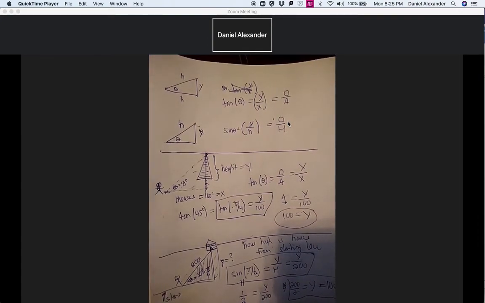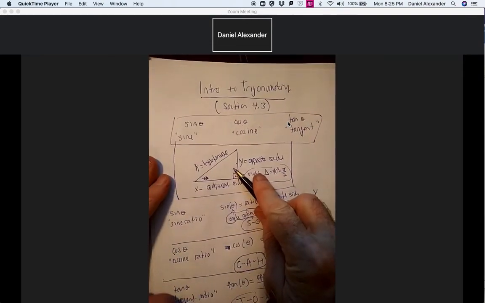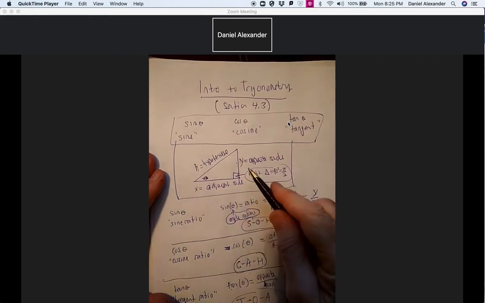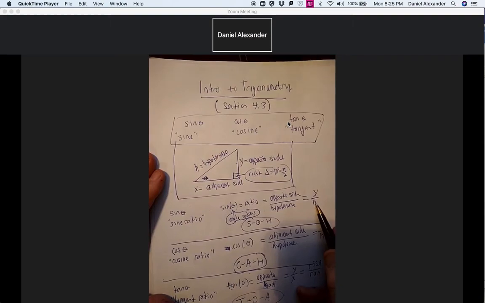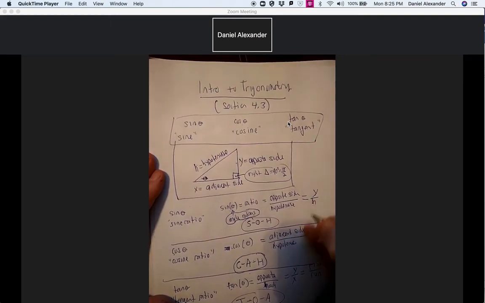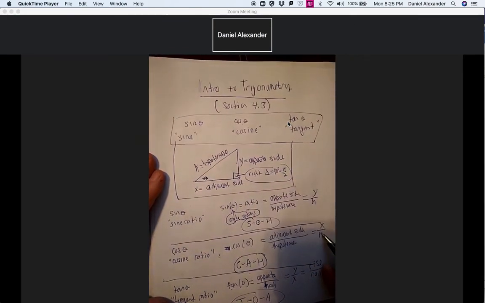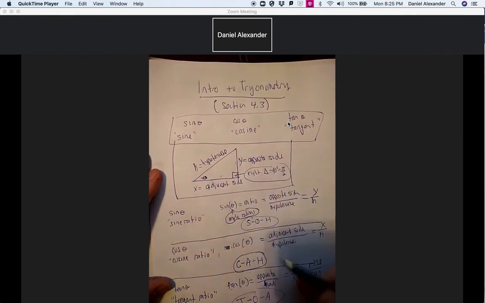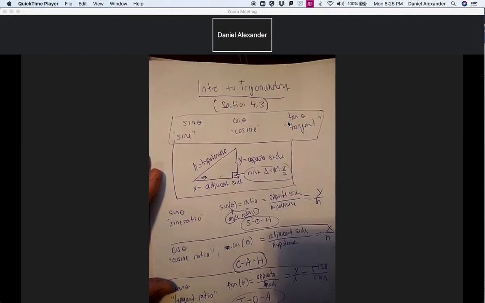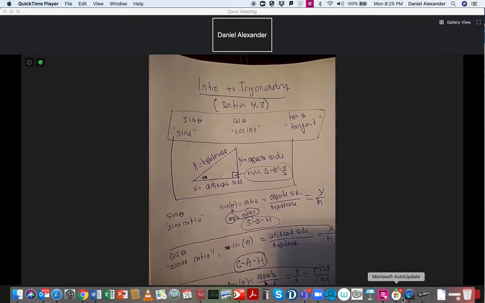So just a quick review, and this will be it. In a basic right triangle, the sine is going to be opposite over hypotenuse, so y over h. The cosine is going to be adjacent over hypotenuse, so x over h. And the tangent is going to be the ratio of the sides, so opposite over adjacent. Okay, hopefully that's helpful. We'll go into this in a lot more detail next week. Thank you.